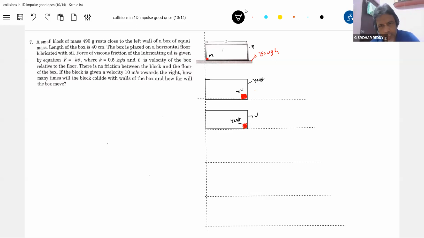And next, what will happen? The box will not stay there, so it will reach here. So now, just before collision, what is the state of the box? Box will have velocity u, and the block will be at rest. Now collision occurs. Now tell me, after collision, will it have the same velocity u? No, it should have some velocity, so call it v1, velocity of the box. It will not come with velocity u. Now it will collide. Then after collision, again exchange of velocity occurs.